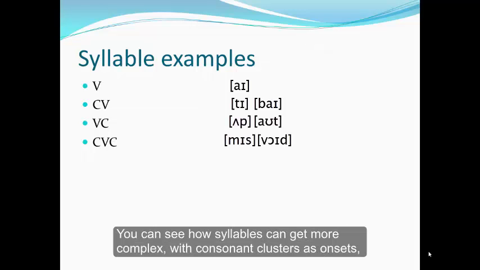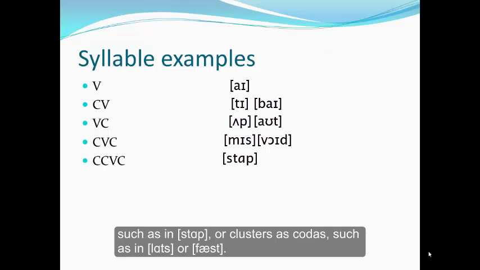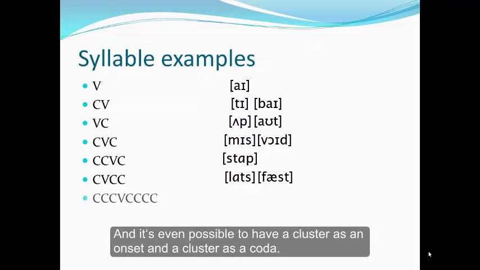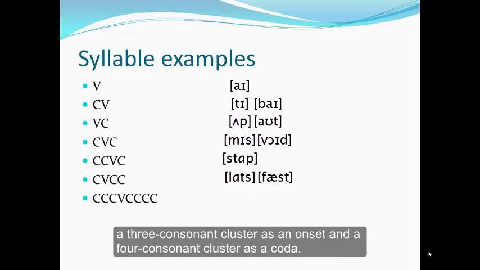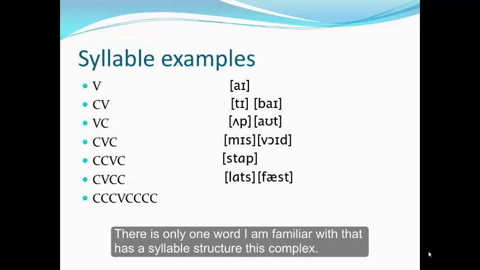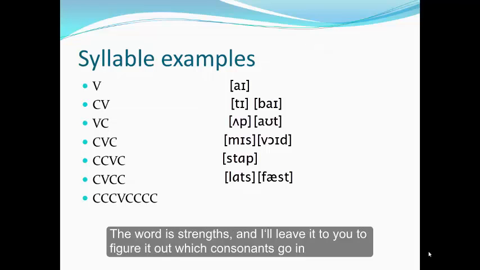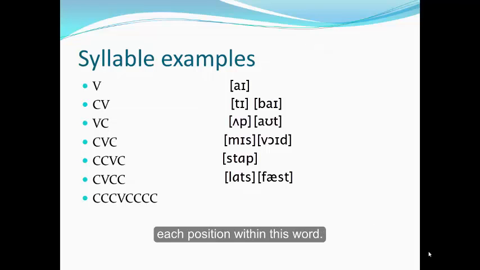You can see how syllables can get more complex, with consonant clusters as onsets, such as in stop, or clusters as codas, such as in lots or fast. And it's even possible to have a cluster as an onset and a cluster as a coda. In fact, English syllables can get as complex as this, which has a 3-consonant cluster as an onset and a 4-consonant cluster as a coda. There's only one word I'm familiar with that has a syllable structure that's this complex. The word is strengths, and I'll leave you to figure out which consonants go in each position within this word.